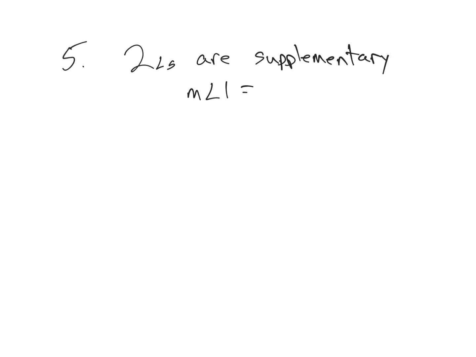Let's do: 2 angles are supplementary. The measure of angle 1 is equal to 105 degrees. What's the measure of angle 2? 75 degrees. Don't miss the easy ones. Okay. Number 6.